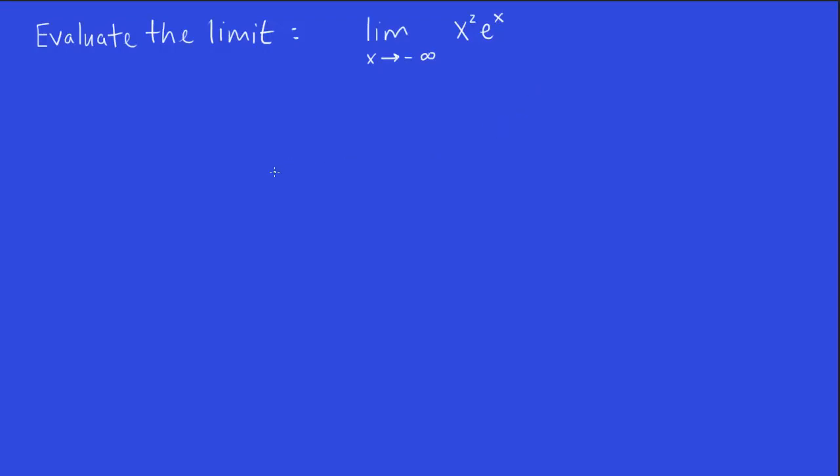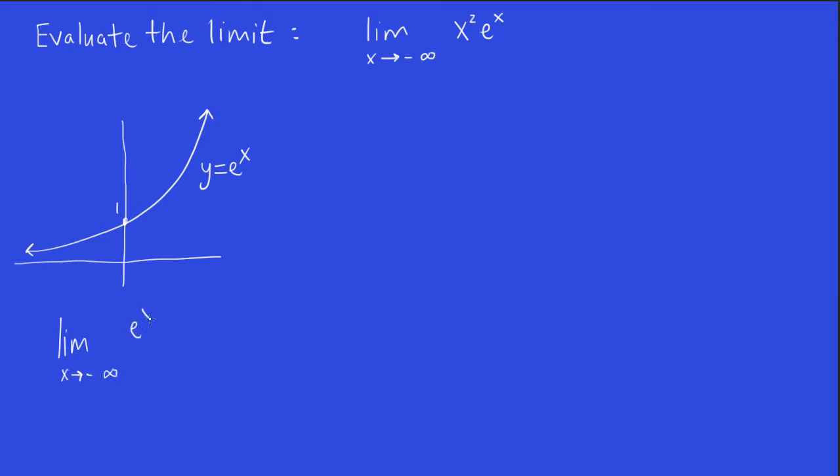All right, let's take a look at this one. I want to first remind you that when you have the graph of e to the x, it looks like this, right? And so when you have this graph of e to the x, we know that the limit as x goes to negative infinity of that is what? Well, when x goes to minus infinity, these y values are getting smaller and smaller. So the limit is 0, right?